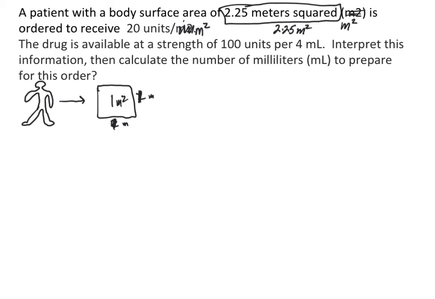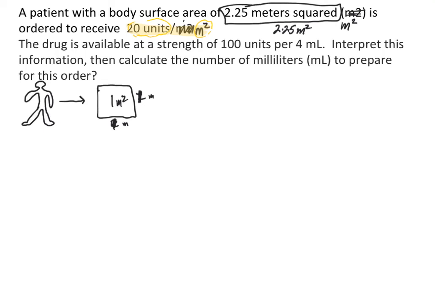They need to get, and this is called dosage by BSA, dosage by body surface area, 20 units of medication. Units is kind of like a fancy milligram; that's how I think about it. It's a measure of a chemical composition, but it's 20 units for every meter squared. So if our patient had a body surface area of 1 meter squared, then they would get 20 units. That's what this is saying.